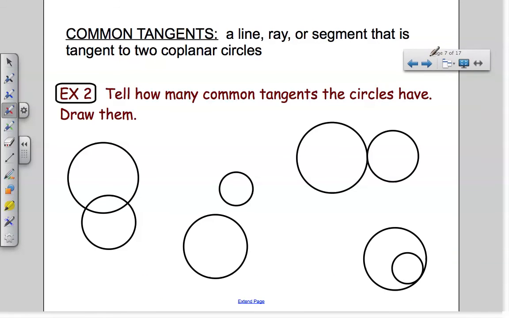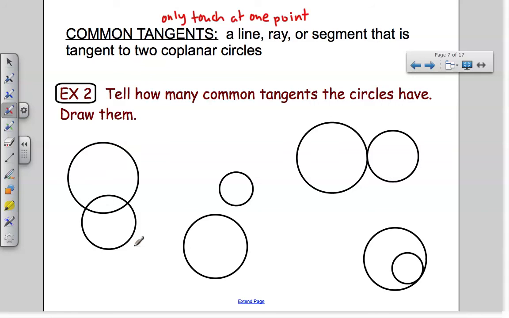And we also talk about common tangents. Now remember, a tangent can only touch at 1 point. So a tangent only touches a circle at one point. But you can have a common tangent if you have more than one circle and you draw a line or a ray or a segment that is tangent to both of the circles, tangent to two coplanar circles. Oh, by the way, I didn't mention that on the previous slide, but coplanar, remember, means on the same plane or on the same flat surface. But we're going to draw some common tangents, some lines that are tangent to both circles, meaning they only touch at one point on both circles.